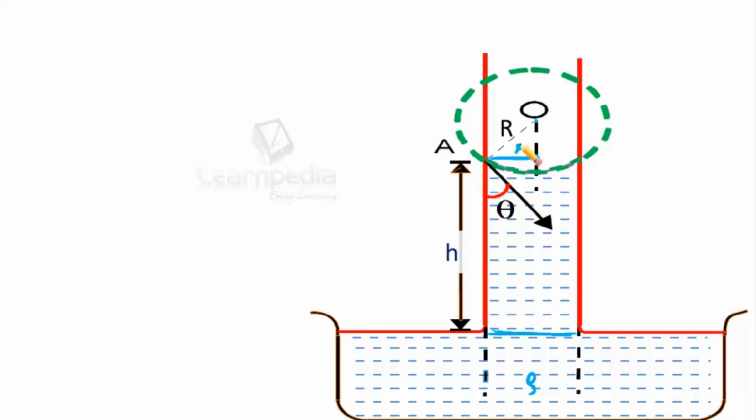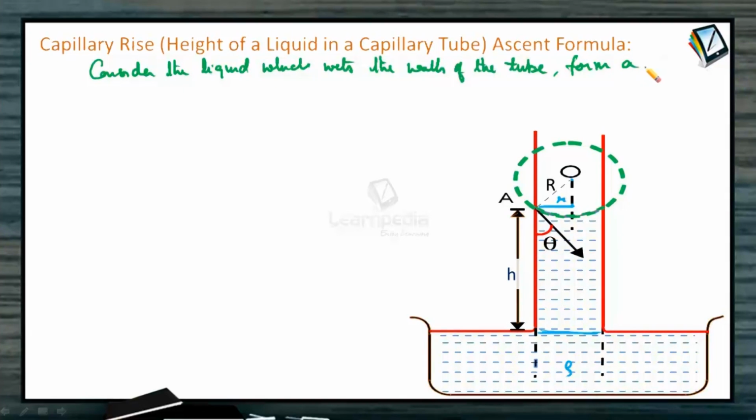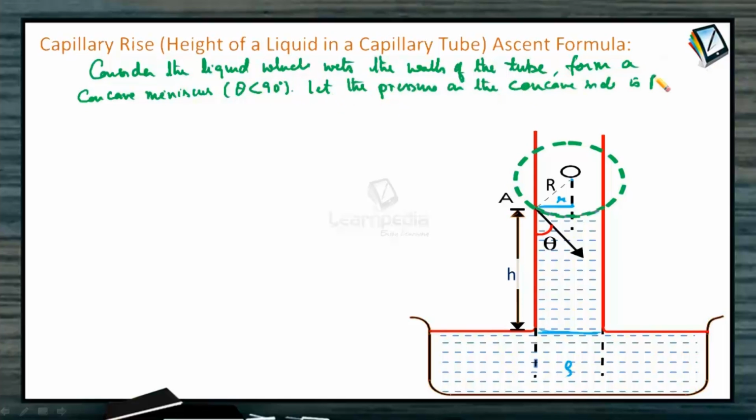Calculating the radius of the concave curved surface, we can calculate the surface tension by knowing the value of H. Consider a liquid which wets the walls of the tube and forms a concave meniscus. This theta is less than 90 degrees. Let the pressure on the concave side be P and the pressure on the convex side be PA.